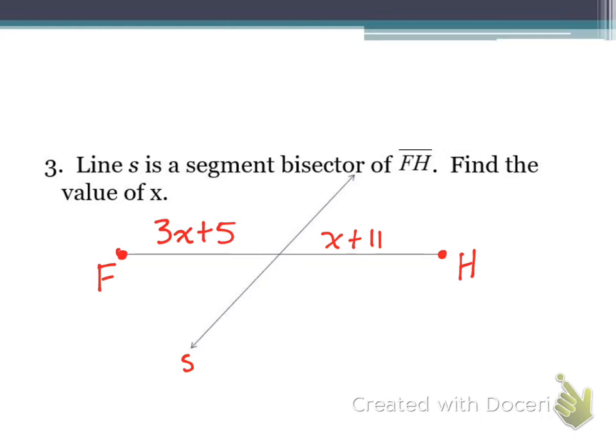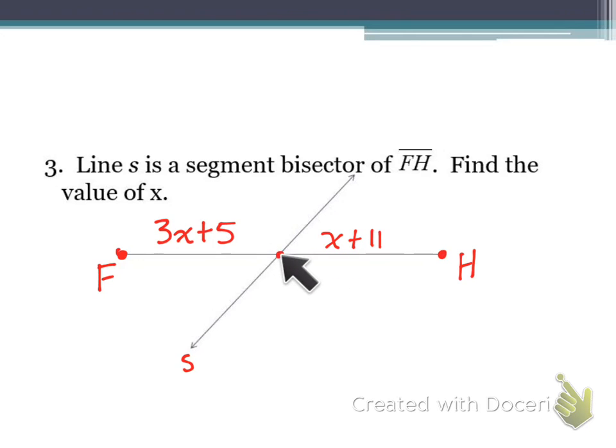All right, in this diagram, the line S is a segment bisector of segment FH. So that means that where it crosses FH, that is the midpoint right there. It is bisecting it at that point. So our goal is to find the value of X. So what do I know about these two pieces of FH?